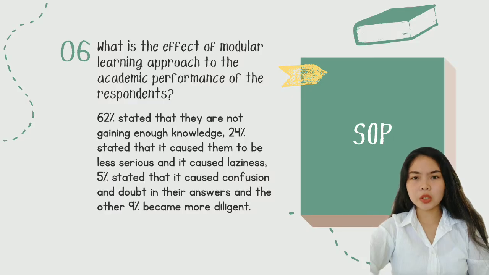For the last question, what is the effect of modular learning approach to the academic performance of the respondents? 62% stated that they are not gaining enough knowledge. 24% stated that it caused them to be less serious and it caused laziness. 5% stated that it caused confusion and doubt in their answers, and the other 9% became more diligent.